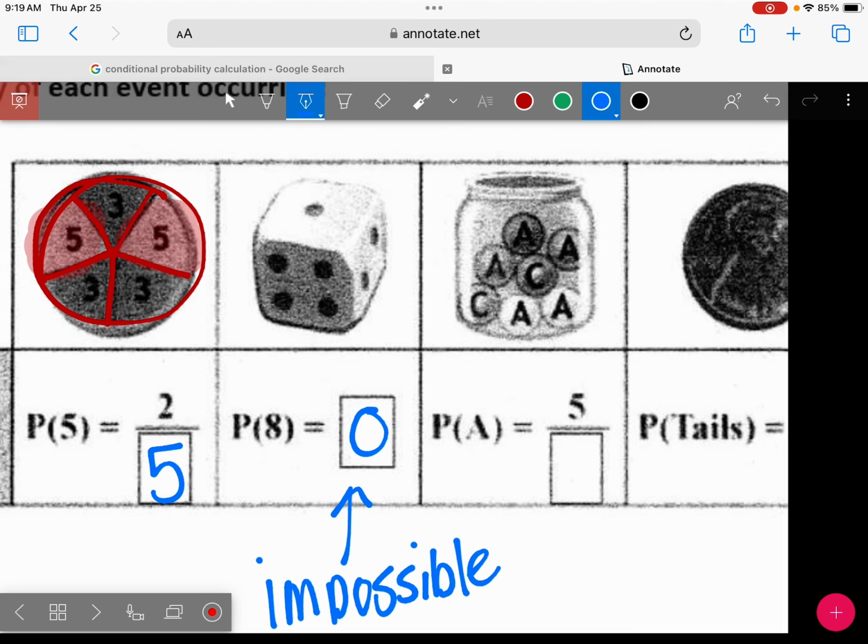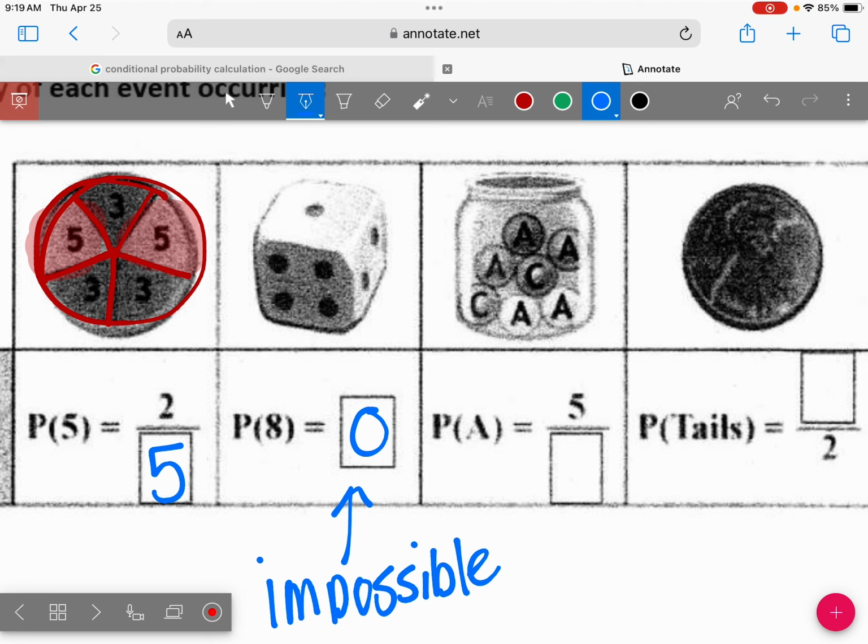The probability that you reached in this jar and you pulled out a letter A, so there's 1, 2, 3, 4, 5 letter A's. But how many marbles are in the jar altogether? 7. Who has 7? And then what's the probability that you flip a penny and it lands on tails? 1 over 2.